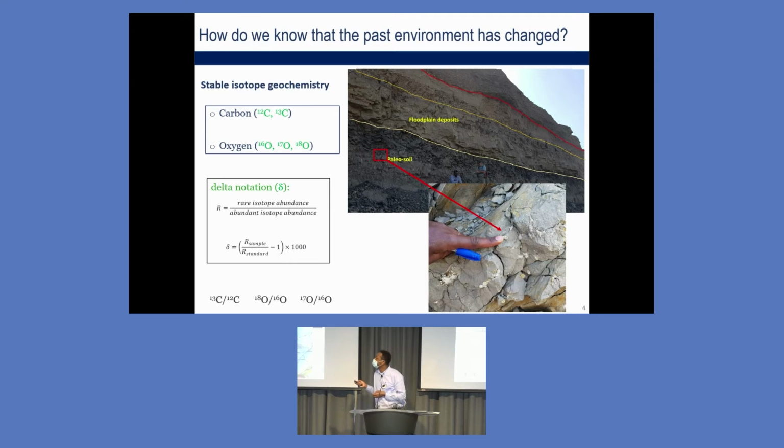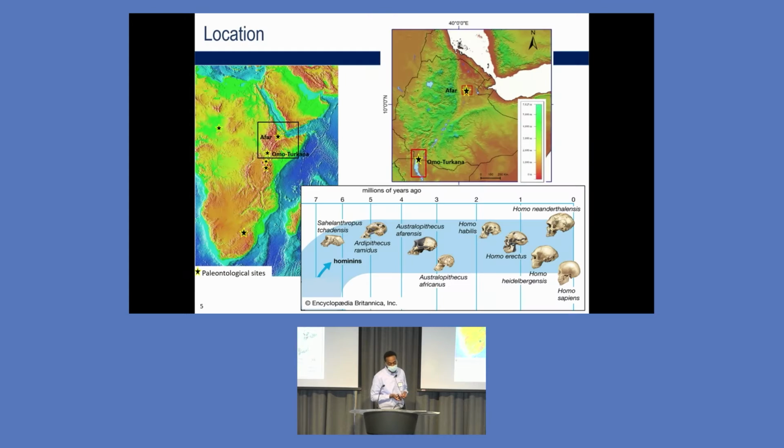Carbon has masses 12 and 13, different isotopic compositions. Oxygen has 16, 17, and 18. By studying the ratios of these isotopes, which we represent in delta notation by comparing them to a standard value, either delta 13C, delta 18O, or delta 17O, we will be able to determine what has changed in the past.